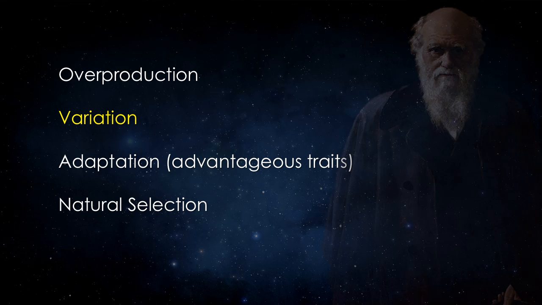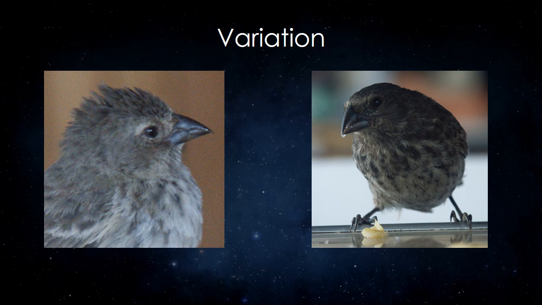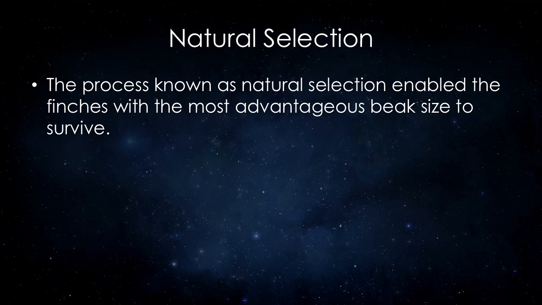You have already learned that variation is an important piece of Darwin's theory of evolution. It was variation in beak size that enabled the finch population on the Galapagos Islands to survive periods of drought or heavy rain. The process known as natural selection enabled the finches with the most advantageous beak size to survive.